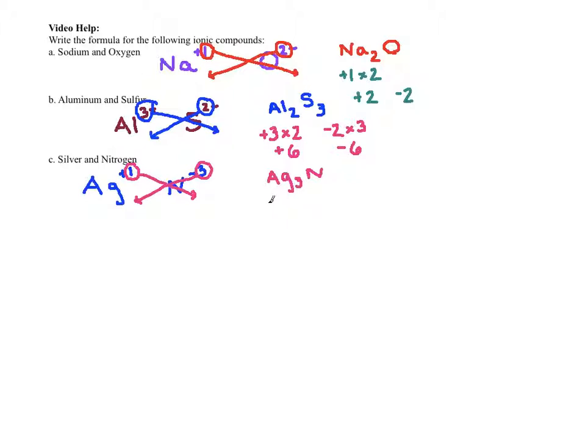I'll do the last one with you. Ag has a +1 charge. There are 3 of them. So Ag contributes a total of +3, while nitrogen has a -3 charge, so those cancel as well. So the whole point of when we're creating an ionic compound, when we're writing the formula and we cross our charges, the whole point is to make sure that we create compounds that are neutrally charged, that they have no charge.